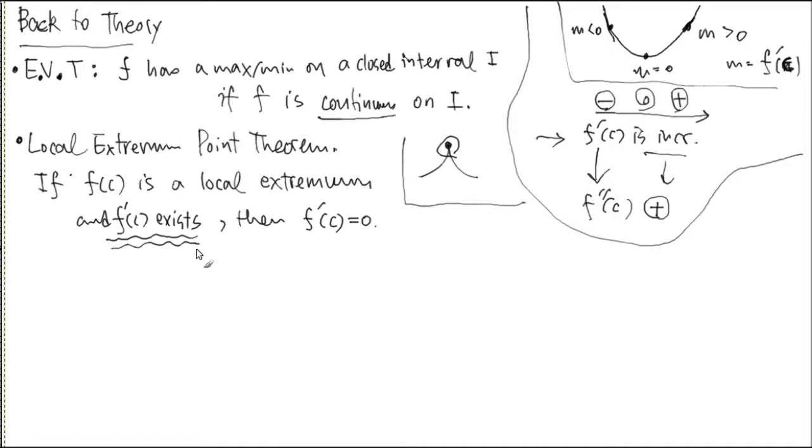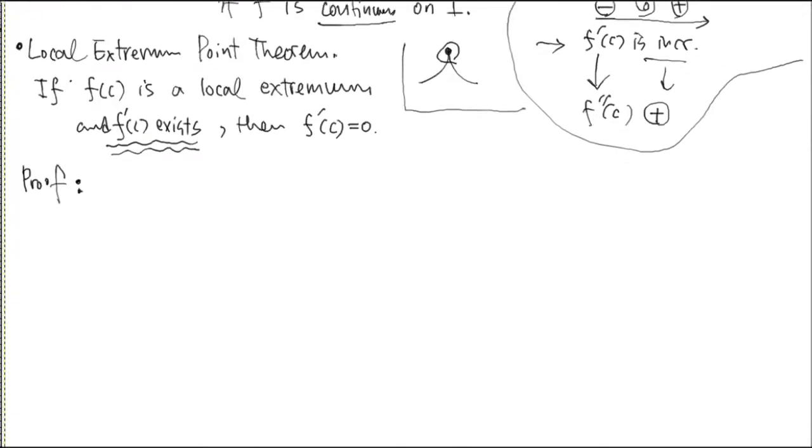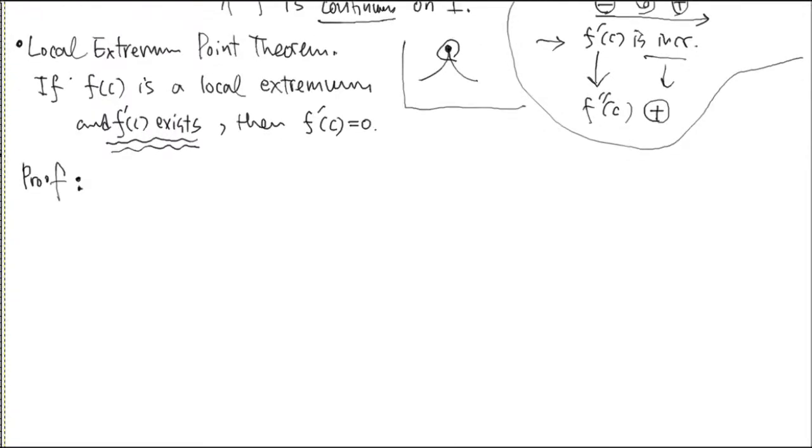Okay? So this proof. This is a commonly accepted structure of a proof these days. But back then, people didn't like it.